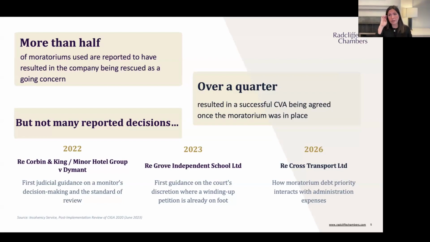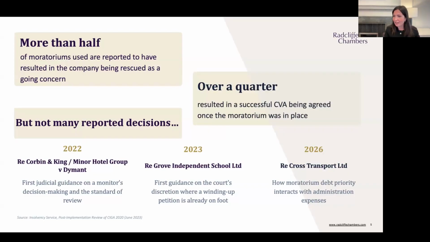Then we had Regrove Independent School in 2023, which is a very useful decision. But that was the first one we had where an application had been made to court where a winding up petition was already on foot. And then a couple of weeks ago, we had Recross Transport. It's a slightly more niche decision in relation to the effect of paragraph 64A, which was inserted post-SEGA in relation to the treatment of the monitor's fees in a subsequent administration. And I'll come on to that, but that's another decision.